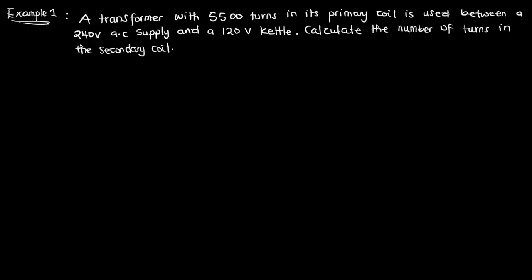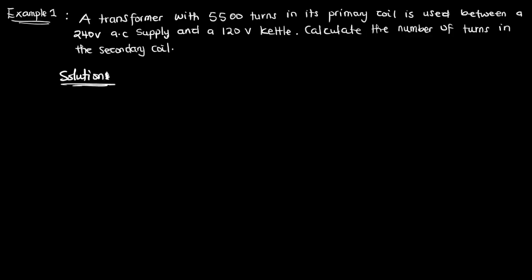Okay, so finally we are at where we will start solving some problems on transformers. So we have this particular question, so let's give it a try and see what our results will be. So the question reads: a transformer with 5,500 turns in its primary coil is used between a 240 volt AC supply and a 120 volt kettle. We have to calculate the number of turns in the secondary coil. Now this is fairly easy, straightforward, not many turns are on it.